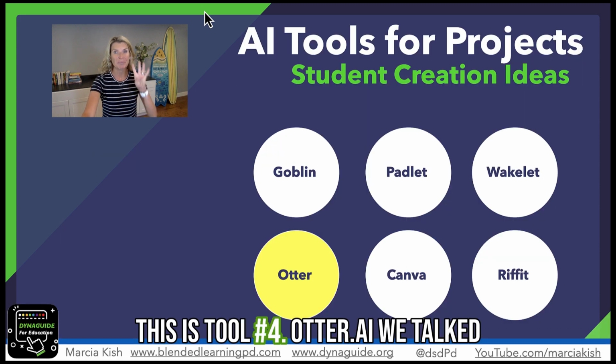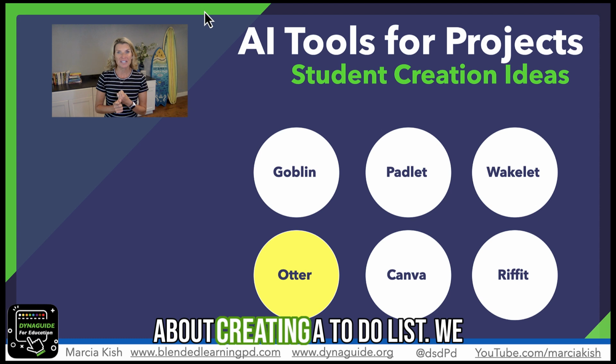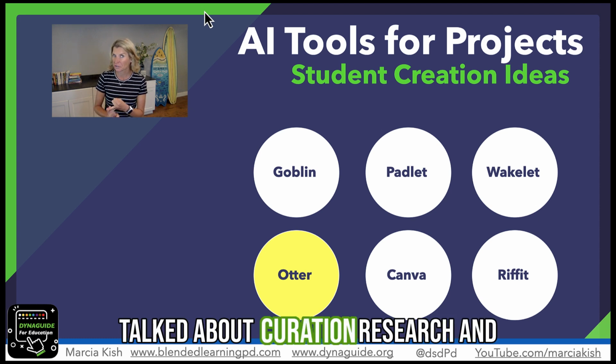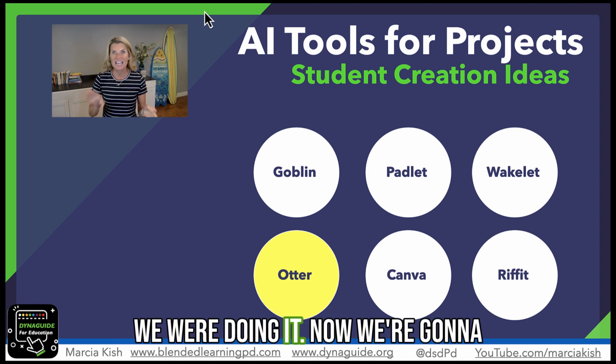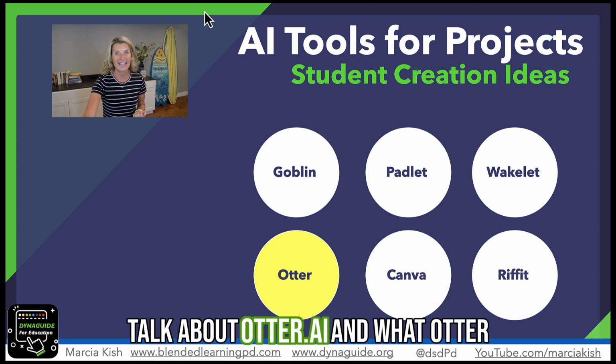This is tool number 4, Otter.ai. We talked about creating a to-do list. We talked about 2 curation resources for the students. Now we're going to talk about Otter.ai.